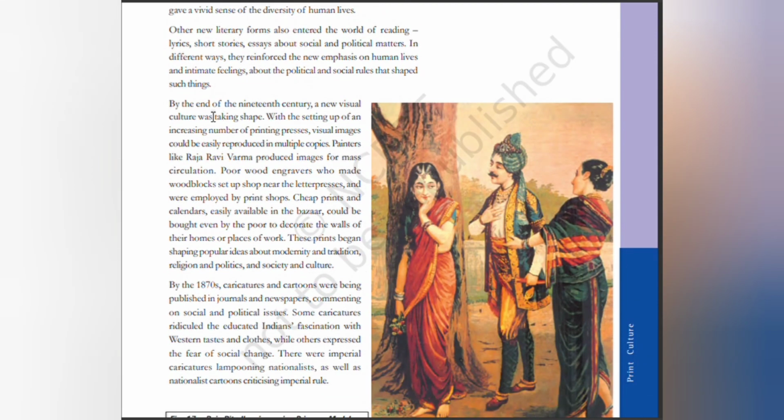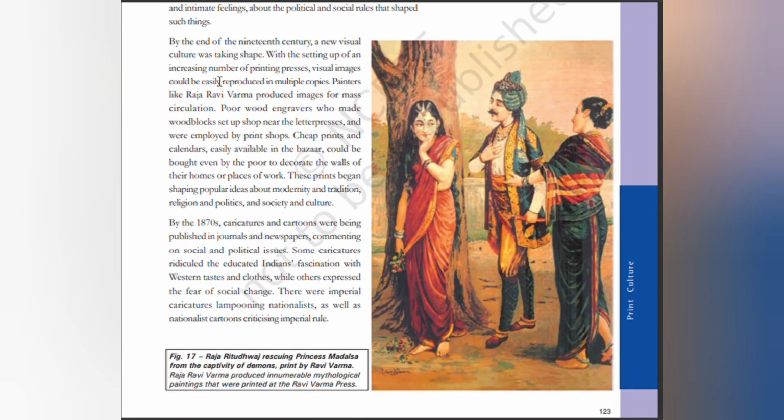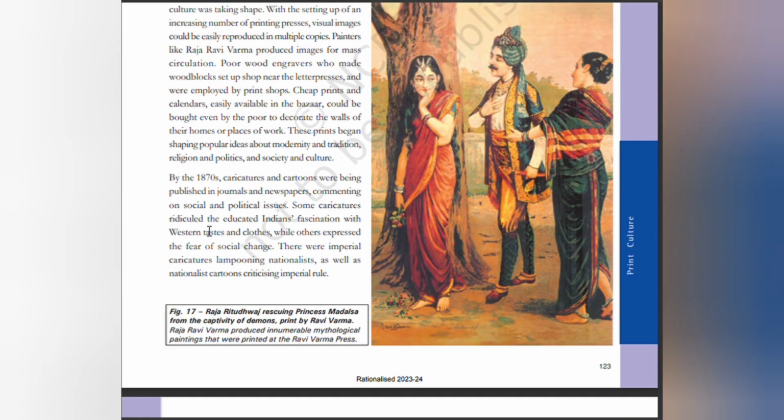By the end of the 19th century, a new visual culture was taking shape. With the setting up of an increasing number of printing presses, visual images could be easily reproduced in multiple copies. Painters like Raja Ravi Varma produced images for mass circulation. Poor wood engravers who made woodblocks set up shop near the letterpresses and were employed by print shops. Cheap prints and calendars, easily available in the bazaar, could be bought even by the poor to decorate the walls of their homes or places of work. These prints began shaping popular ideas about modernity and tradition, religion and politics, society and culture.